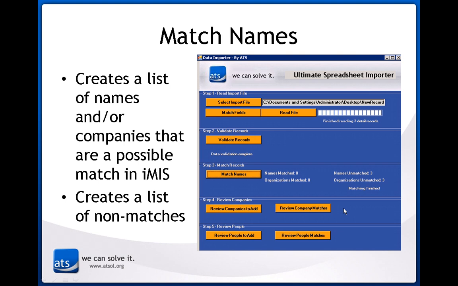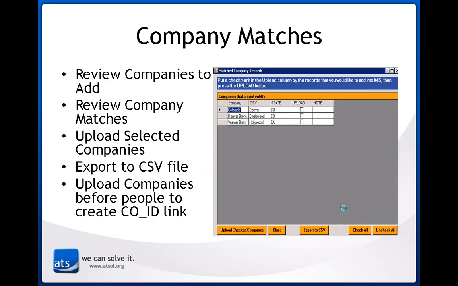Next, you'll click the Match Names button for the importer to check for possible matches or non-matches. Review companies to add. Then you'll review company matches and upload selected companies. You can also export this data to a CSV file for review. Upload companies before people to create the company ID links.